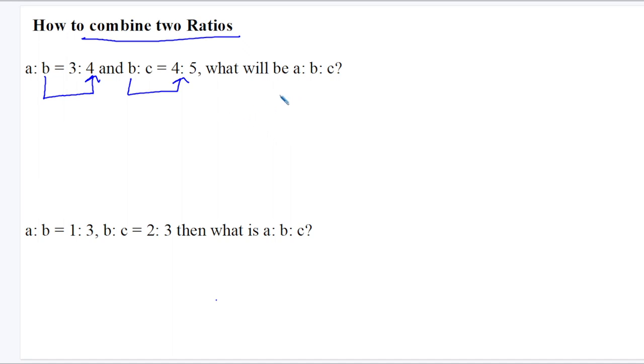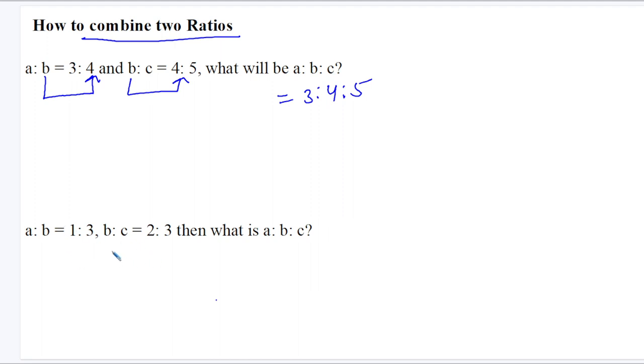So we can simply combine. Now there's no problem. 3 is to 4 is to 5 will be the combined ratio of ABC. I could do it quickly because the common variable was with the same value in both the ratios. So there was no calculation required, no working required. We can simply merge two ratios.